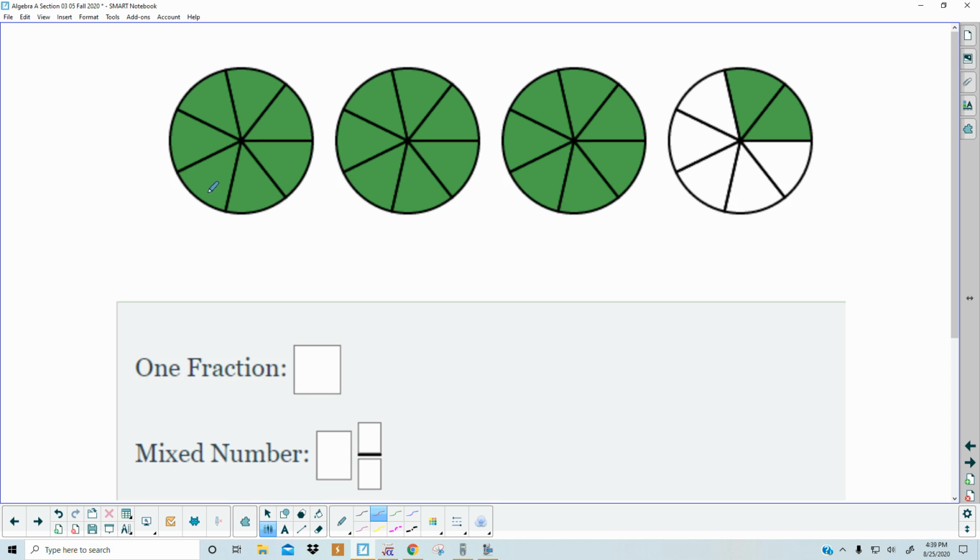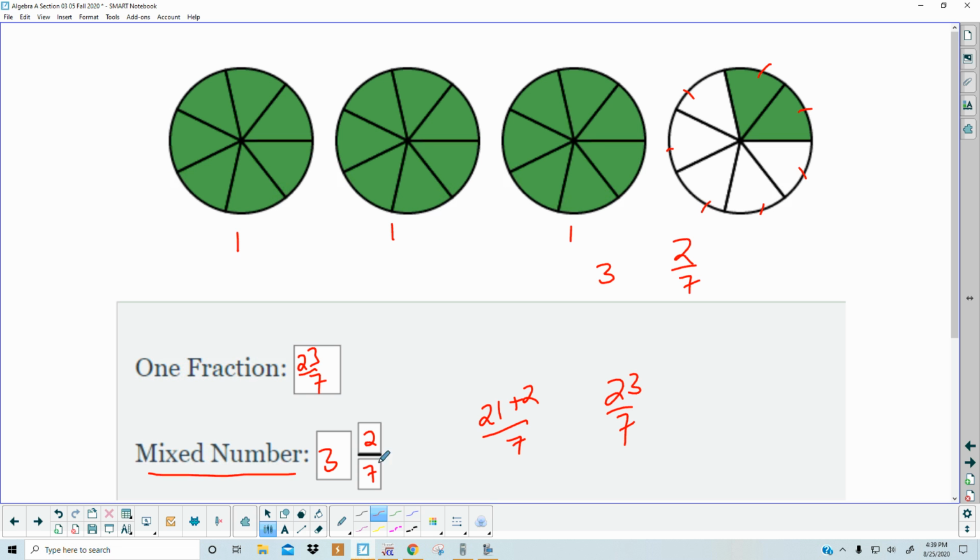So I've got a full one, another full one, and another full one. I've got 3 full ones. So I'm going for the mixed number first. And then we've got 1, 2, 3, 4, 5, 6, 7 pieces. I have 2 out of the 7. So this would be 3 and 2 sevenths. Now, going from mixed to an improper fraction, remember you just go 3 times 7 is 21, plus the numerator, and it's still all over 7. So 23 sevenths is going to be this answer.